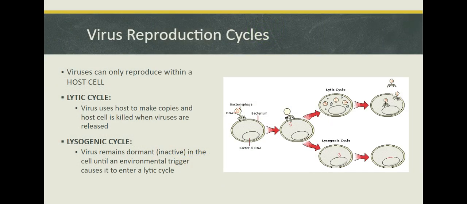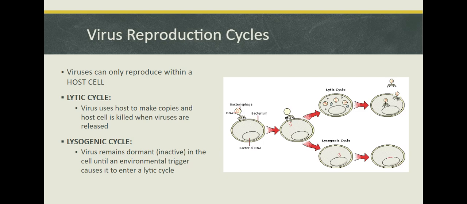Viruses, like living things, can reproduce. However, they must have a host cell in order to do so. So in the space provided on your graphic organizer, I need you to write down the information about the lytic cycle and the lysogenic cycle, which are the two viral cycles of reproduction.